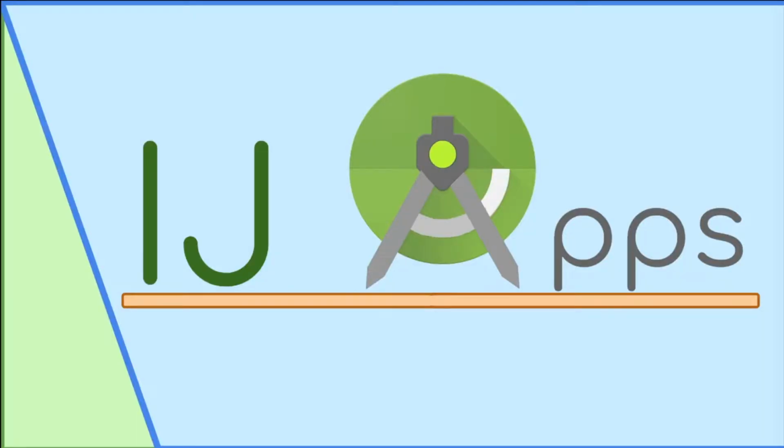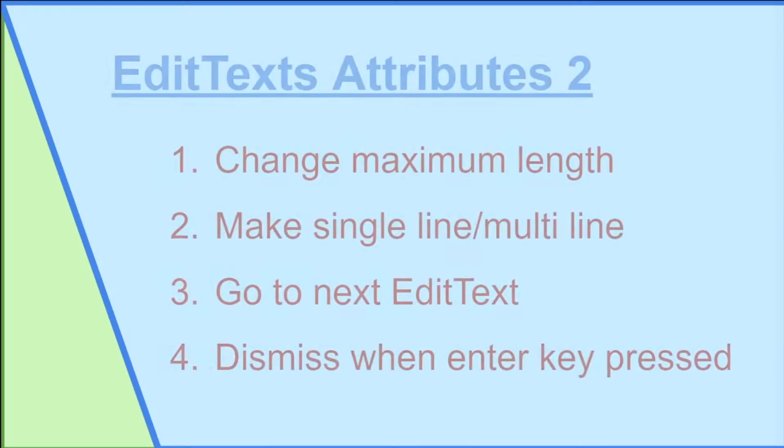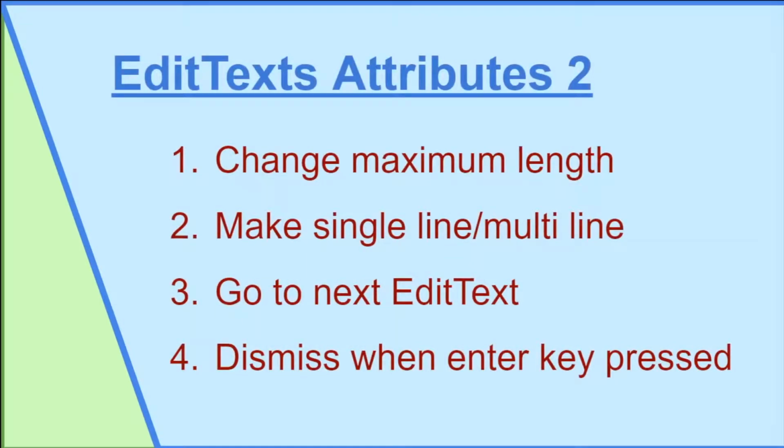In a previous EditText tutorial, which is also in the shortest playlist, I covered some EditText attributes. In this tutorial, I'll be covering some more, such as how to change the maximum length of an EditText, make it single line or multi-line, go to the next EditText on the page, as well as dismiss the keyboard when an enter key is pressed.